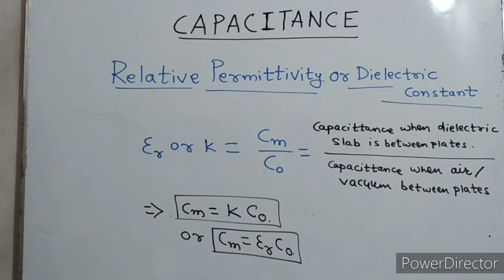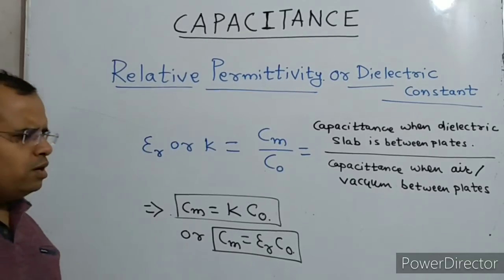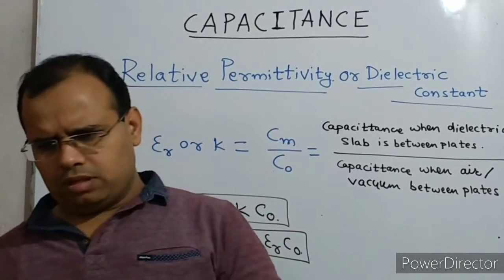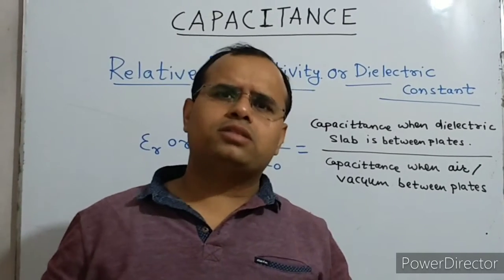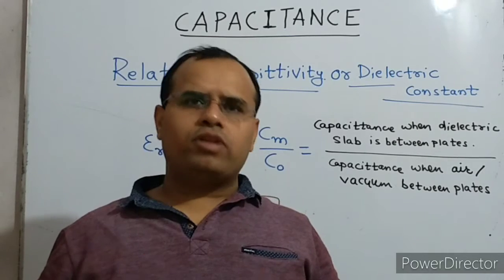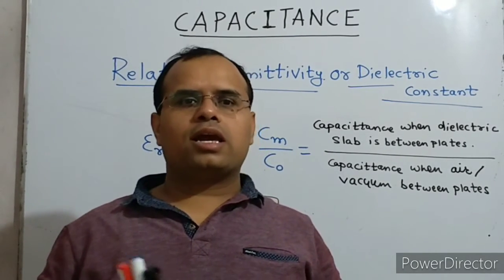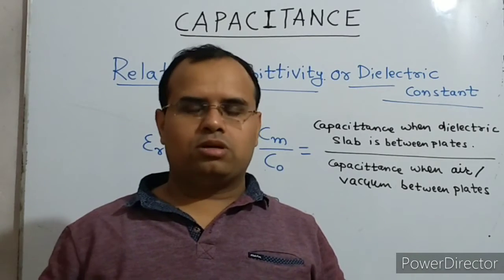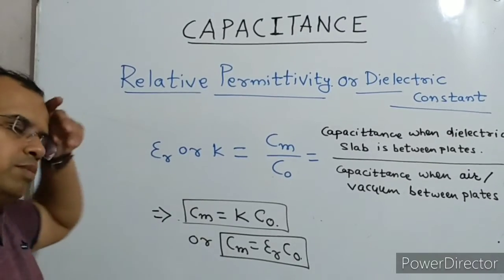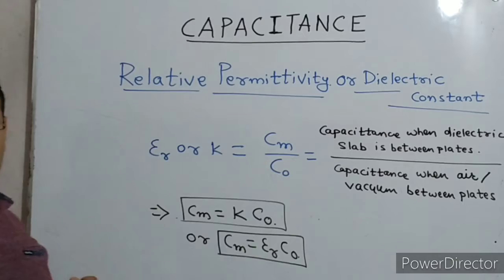Now we are going to discuss relative permittivity or dielectric constant of a medium. See, the interaction between the charges when they are at a distance in air or vacuum is different than when the same charges are kept in a medium at the same distance. So this interaction difference is measured in terms of relative permittivity or dielectric constant.